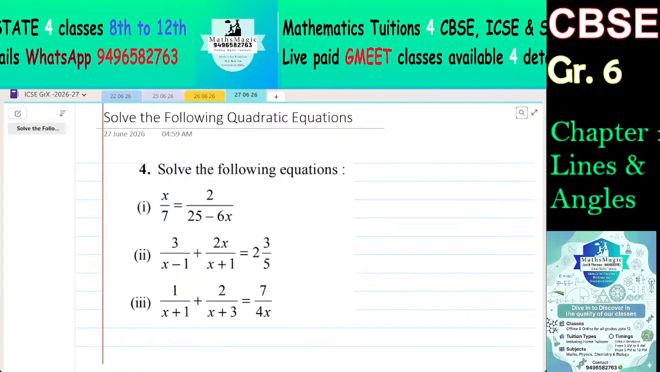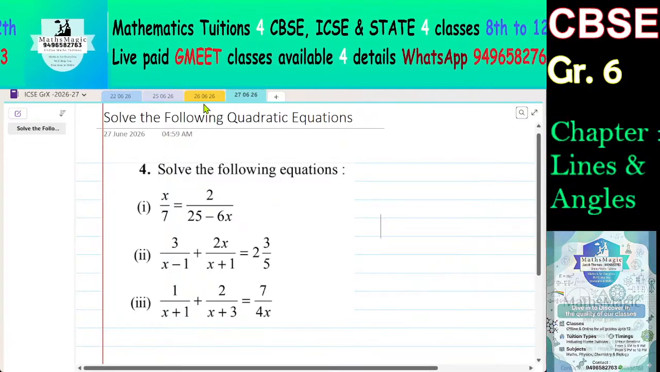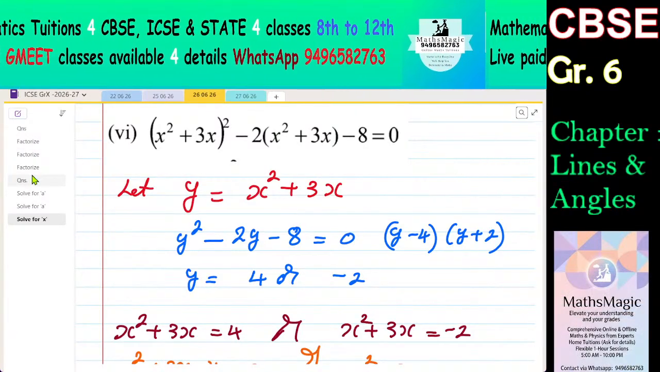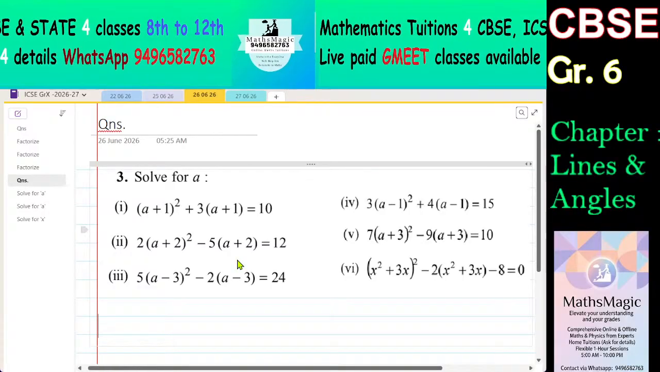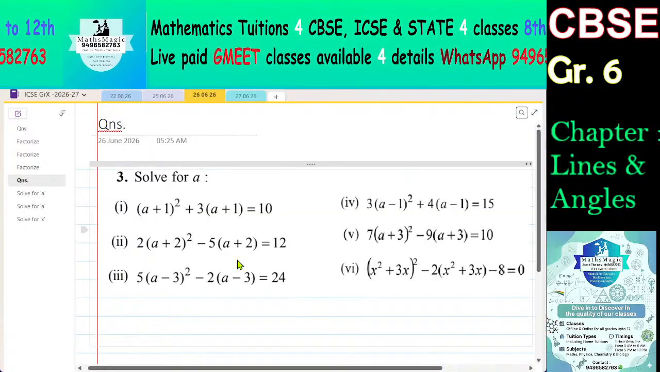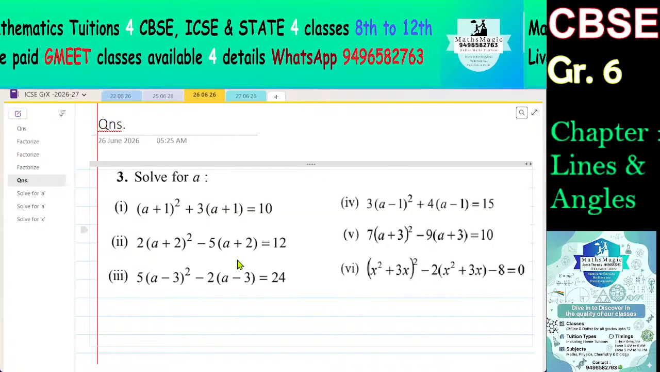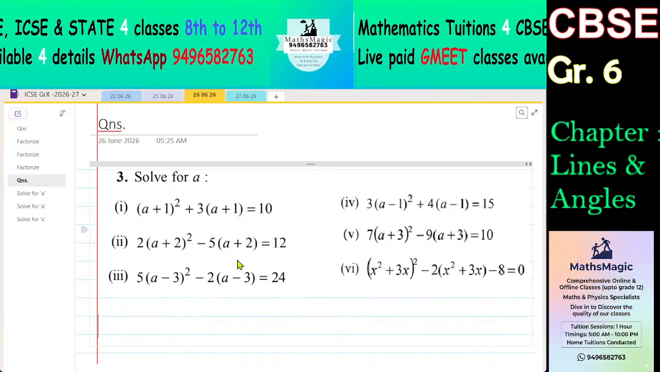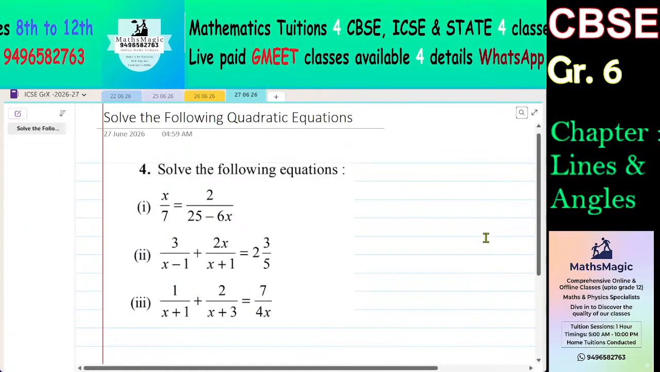Good morning, good morning. In the last class we tried to solve some quadratic equations of these types, and we have done three questions in the class, and some of them are homework. Hope you all have completed, and as no one has asked for any doubts, we'll be going to the next few types of questions.